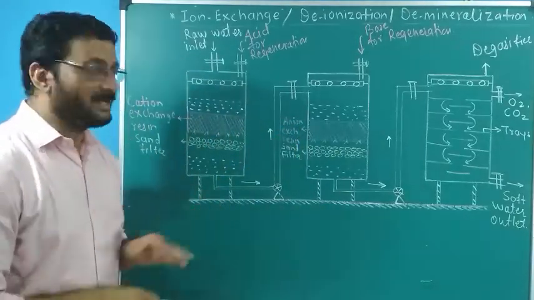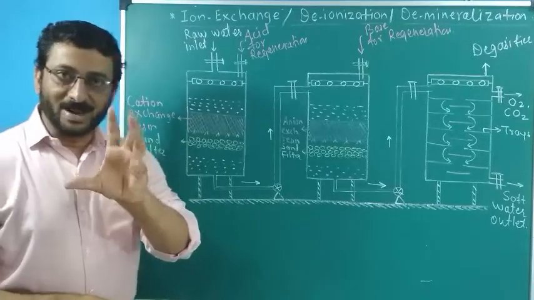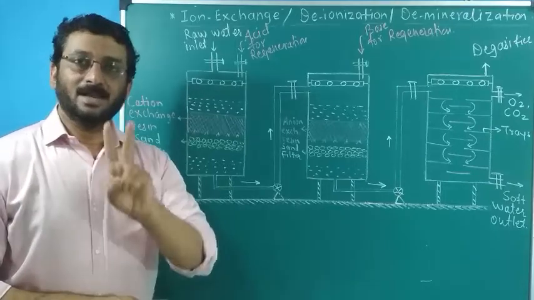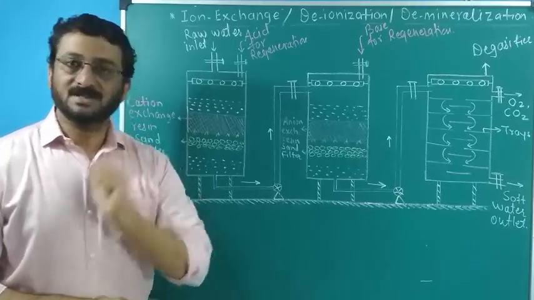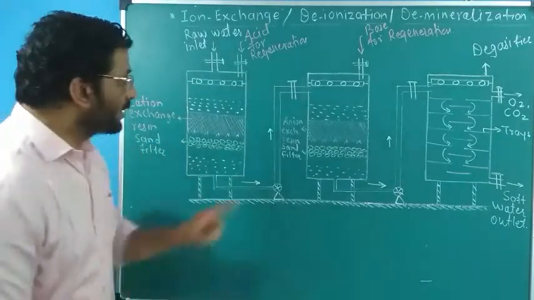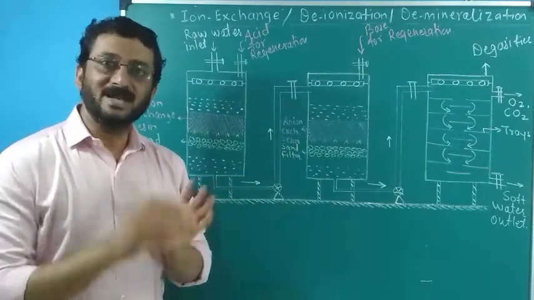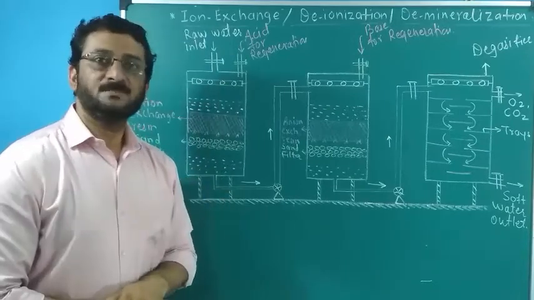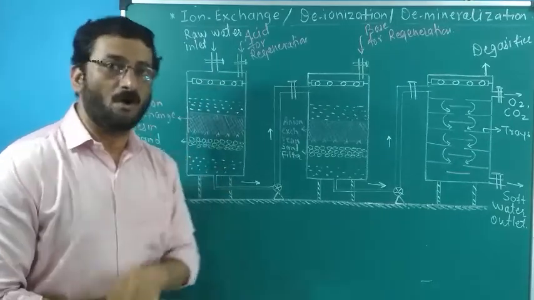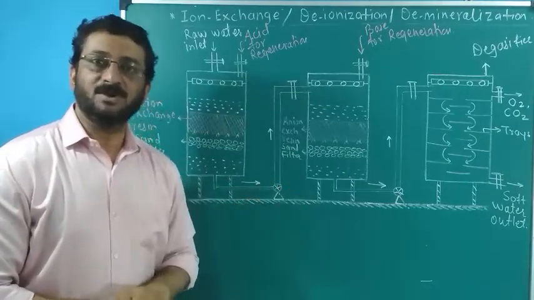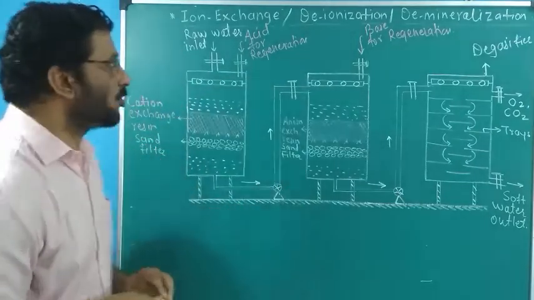The name itself indicates that the cation exchanger will trap the soluble cations like calcium ions, magnesium ions, ferrous ions, and so on. The anion exchanger will trap the anions present in hard water, in raw water, in soluble form, like chlorides, nitrates, bicarbonates, sulfates, and so on.